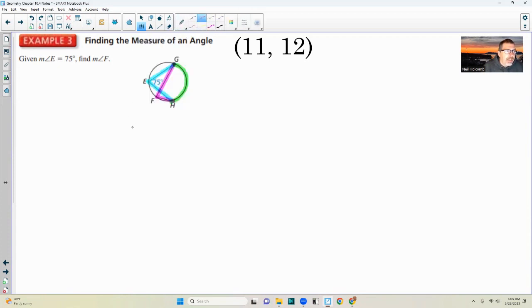So what I'm going to say is the measure of angle E equals the measure of angle F, because they both intercept arc GH. And the measure of angle E is 75 degrees. So therefore, substitute the givens: the measure of angle E, 75 degrees, equals the measure of angle F. Or you could say the measure of angle F equals 75 degrees. Find the measure of angle F: 75 degrees. Okay, pretty simple. All right, now do problems 11 and 12 in your exercises.